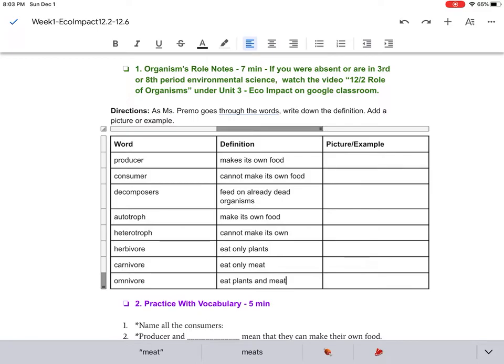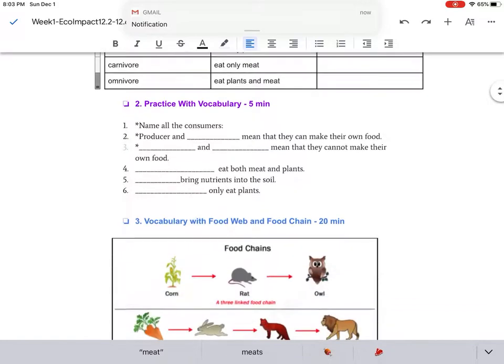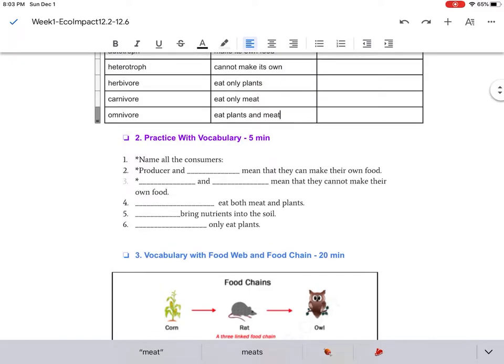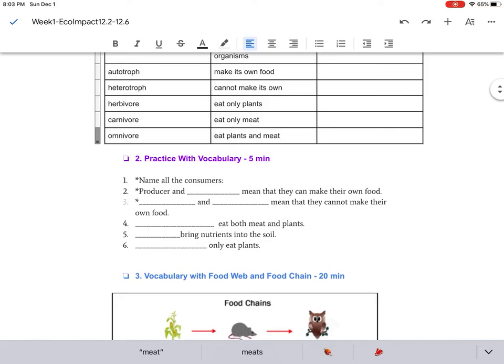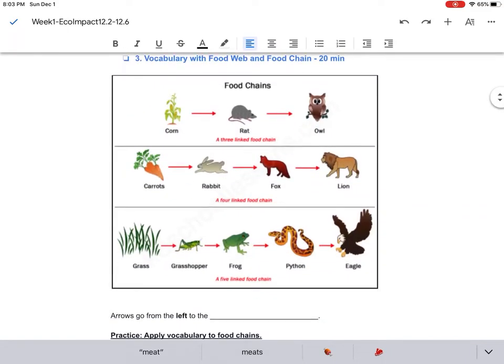So what you're going to do now is make sure that you filled in the picture example. So this can be a written example or this can be a picture that you find. The next thing you're going to do is the practice with vocabulary. So you're going to be filling in the blanks or answering this question, like you're going to name all the consumers that were in the table above. And then you're going to move through.